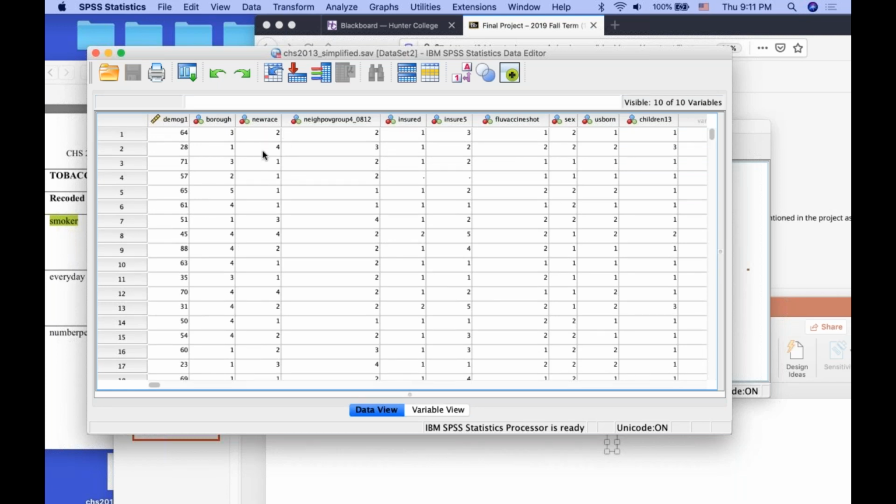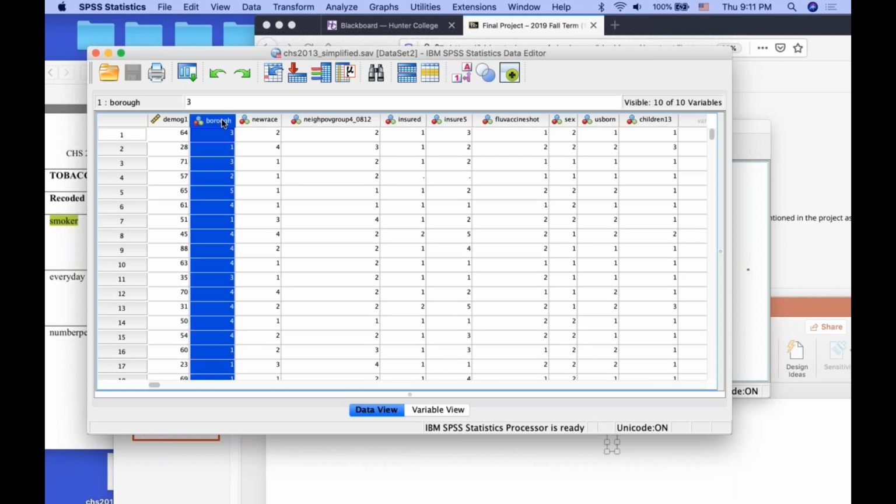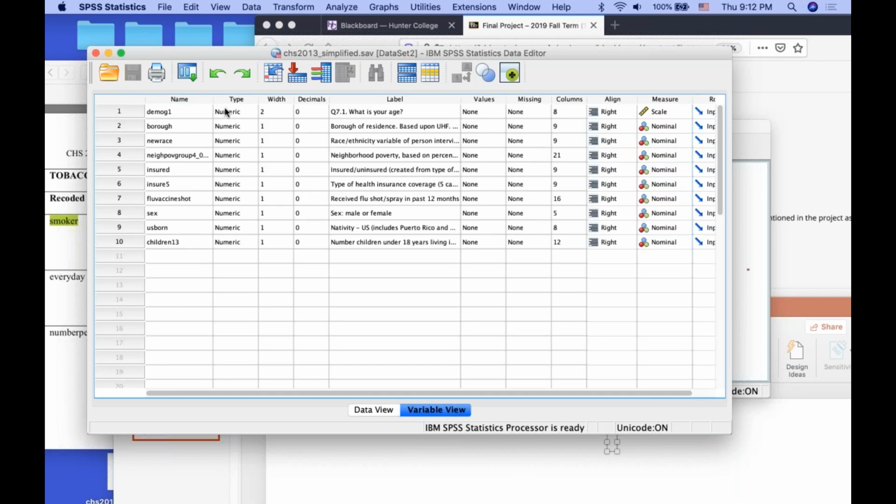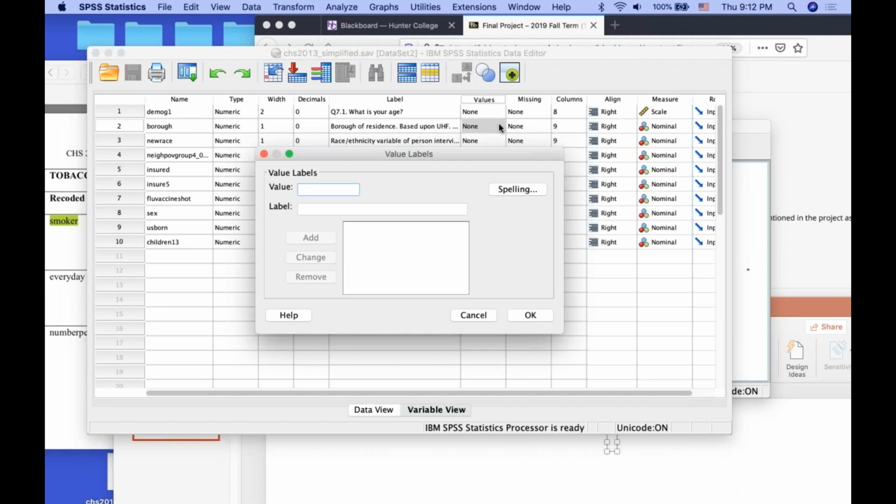So I need to go in and look up, if I want to know borough, what each one of those numbers means, and then go to the variable view and put in, for each of the 5 boroughs, what numbers represent them, like 1 Manhattan, 2 Brooklyn, 3, and so on and so forth. Right. So what is missing?